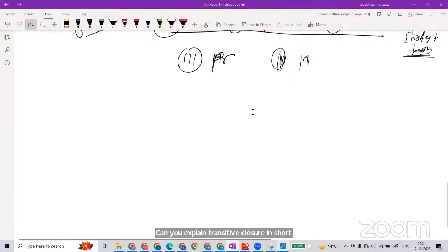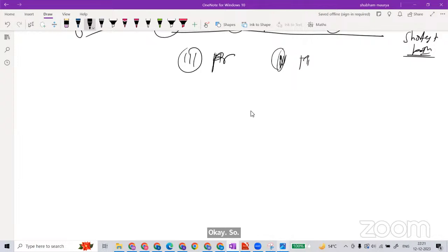Okay. So yesterday we discussed transitive closure. Again, it is a kind of relation. It is a kind of relation. If you draw the graph, then it will agree. Otherwise, with the relation, transitive closure is a kind of relation property.